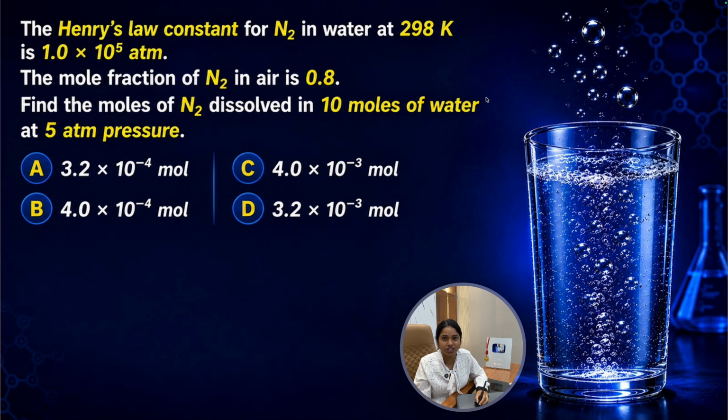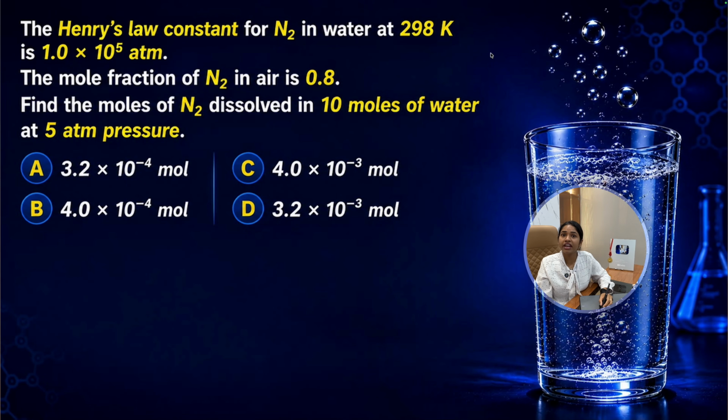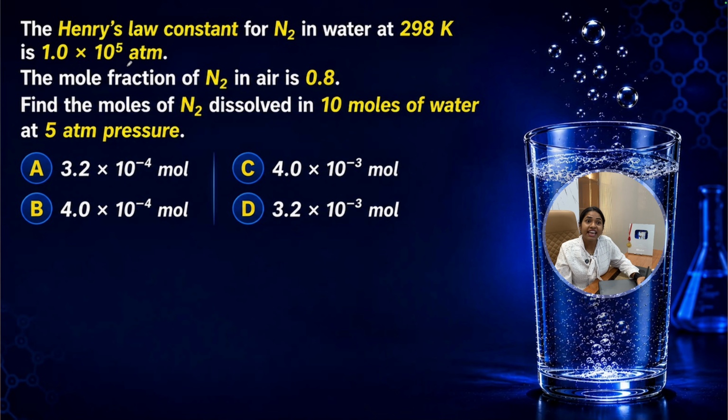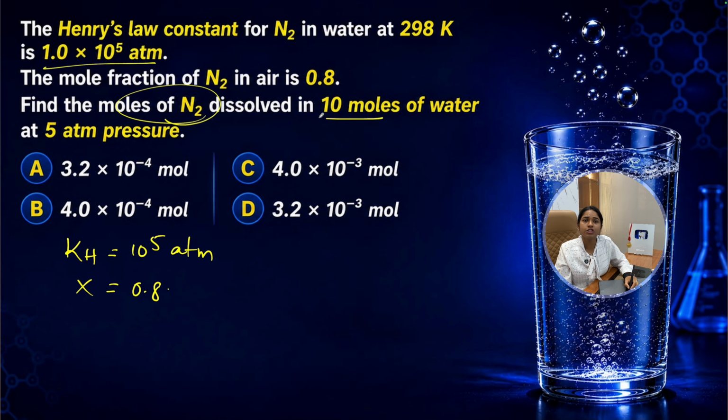Now see the next question. This is one of the questions asked previously in NEET around 2024. This is the JEE question. Let us see. The Henry's law constant for N2 in water, KH value is given. What is given? KH value is given 10 to the power of 5 atm. Mole fraction is given 0.8. They are asking the number of moles of nitrogen dissolved in 10 moles of water.